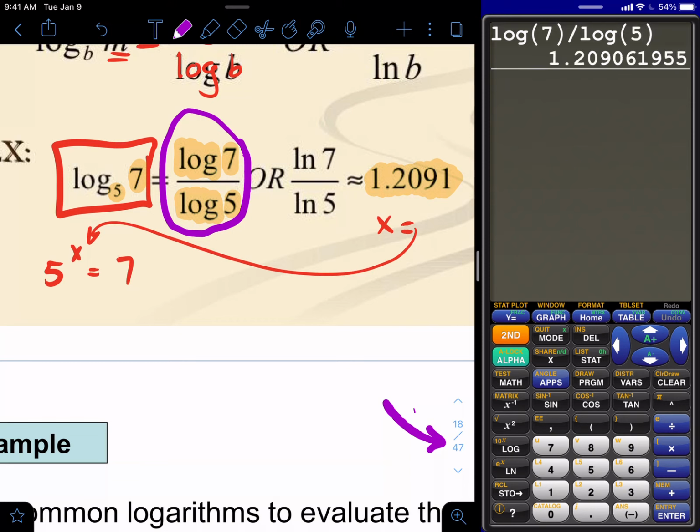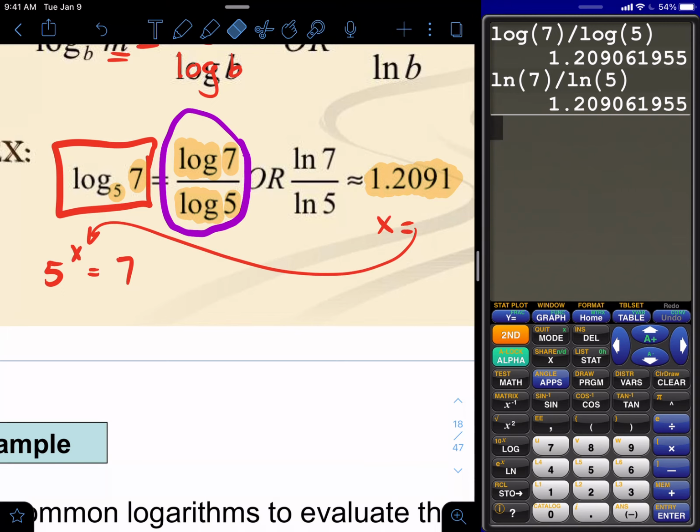That's the same thing as if we look at the natural log. So looking at the option below, the natural log here would be the natural log of 7 divided by the natural log of 5. We get the same exact answer. So those two actually can be used interchangeably. So let's talk about how these get used here.